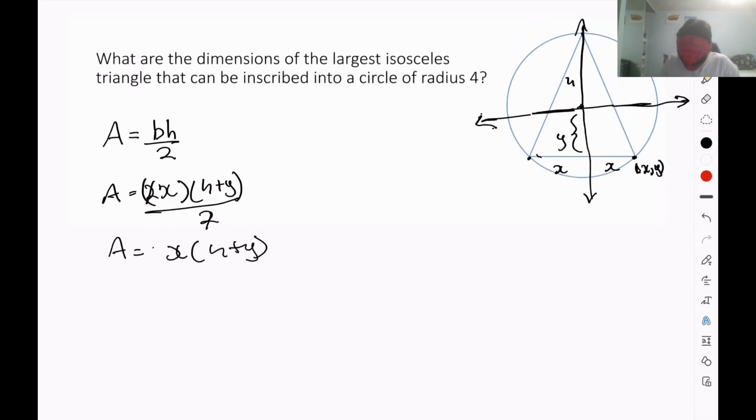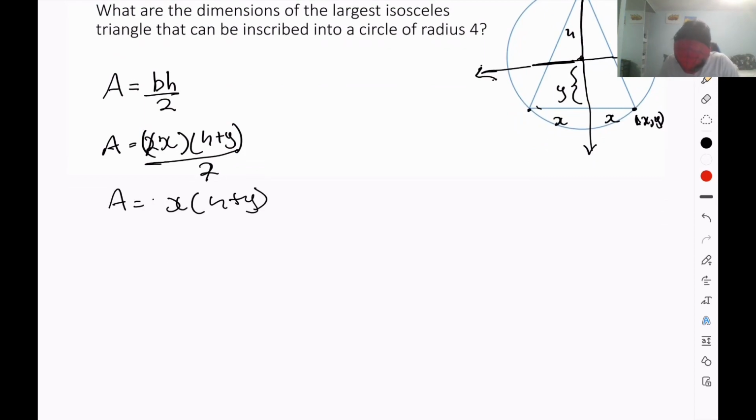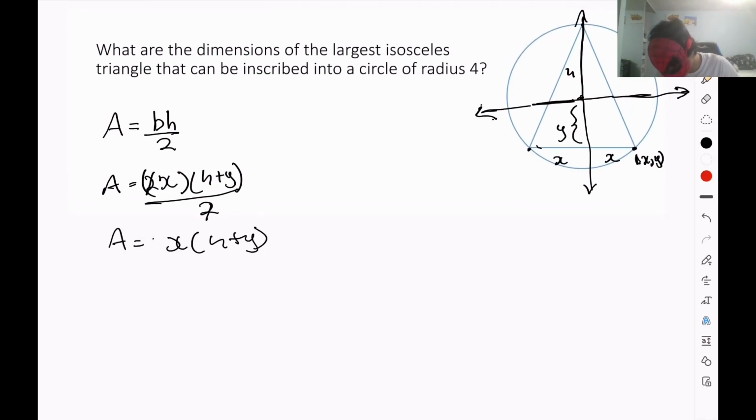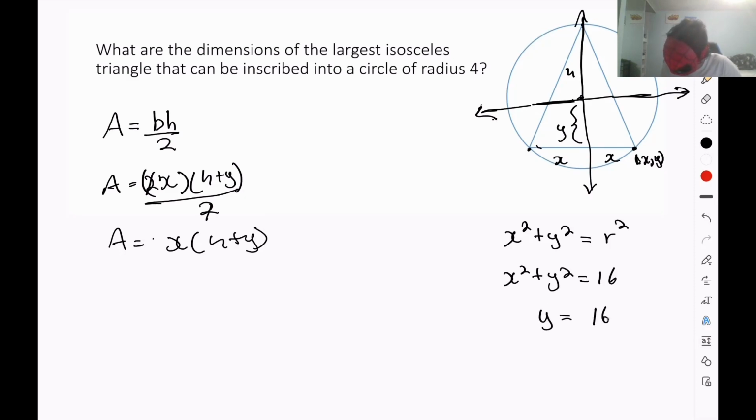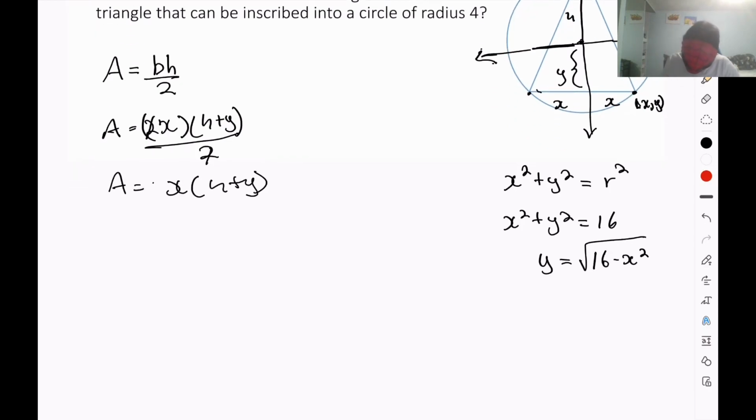Now, to optimize this, we need to have one variable instead of 2. To find that, let's find another relationship. Another relationship we can find is the equation of the circle. And it's good because we have a grid, and the equation of the circle on the grid is x squared plus y squared is equal to r squared, where r is the radius and the radius is 4, so x squared plus y squared is equal to 16, and we'll isolate for y, so y equals the square root of 16 minus x squared. Now with this in mind, we'll plug in y into the equation.